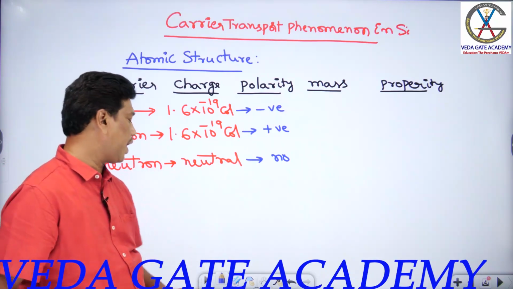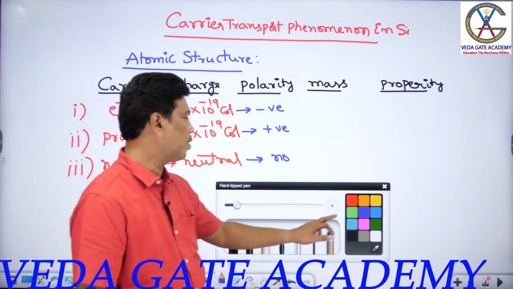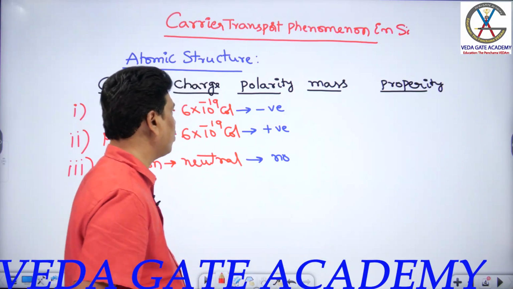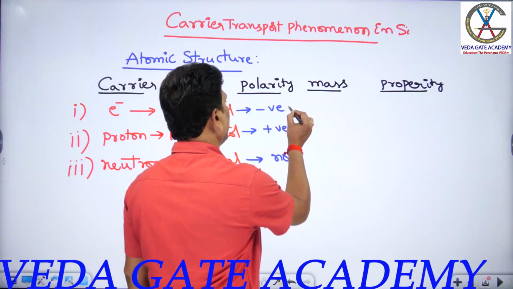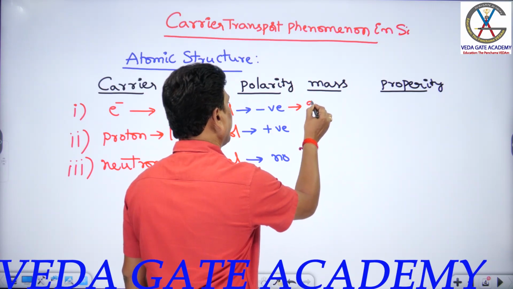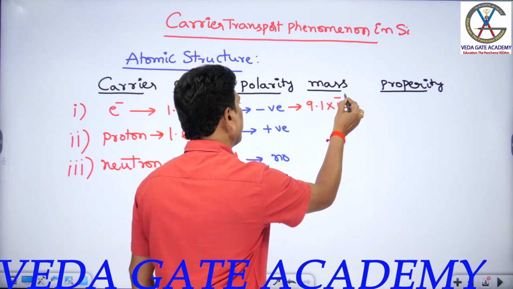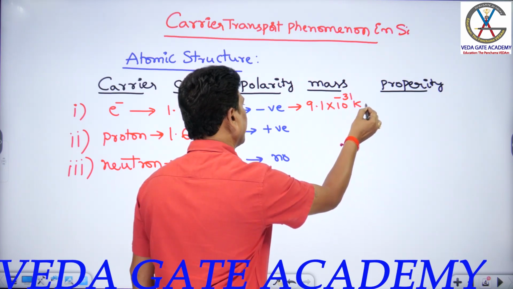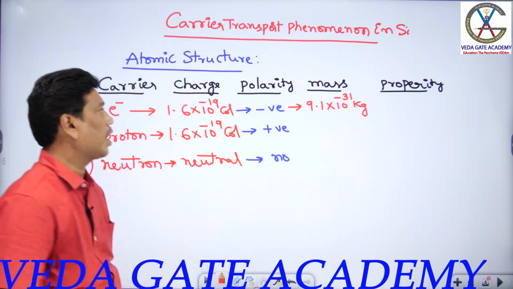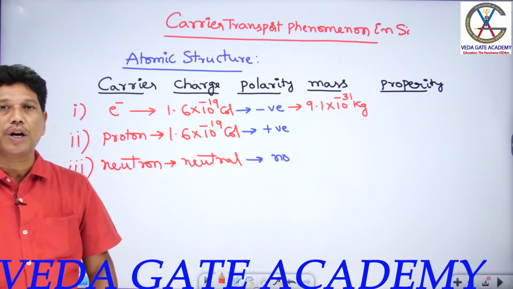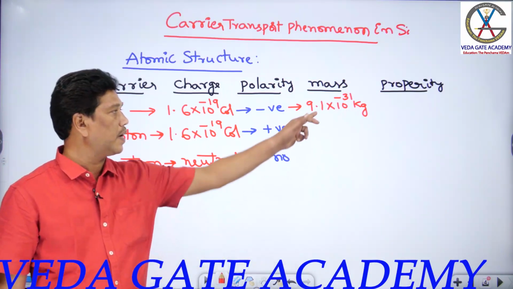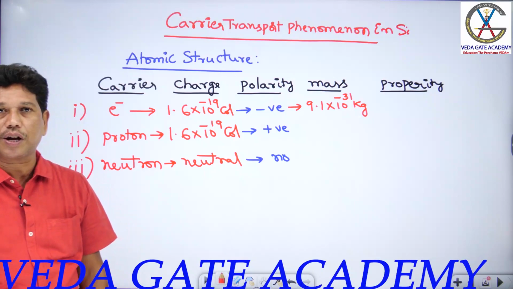Okay, and again I go back to mass. What is the mass of each carrier? The mass of the electron has a standard value of 9.1 into 10 power minus 31 kg. That is the mass of the electron.